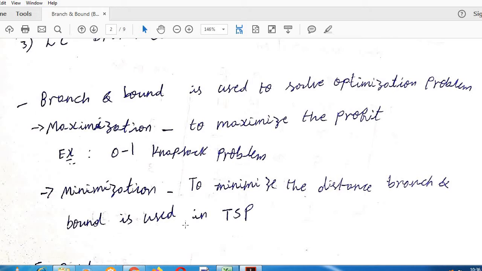In today's class, I will be discussing how to solve the traveling salesman problem using least cost branch and bound algorithm. There is a maximization problem also, the 0-1 knapsack problem, which I will take up in the next video lecture. For today's video lecture, I'll be explaining how to solve the minimization problem of the traveling salesman problem using least cost branch and bound algorithm. So let's have a look at it.